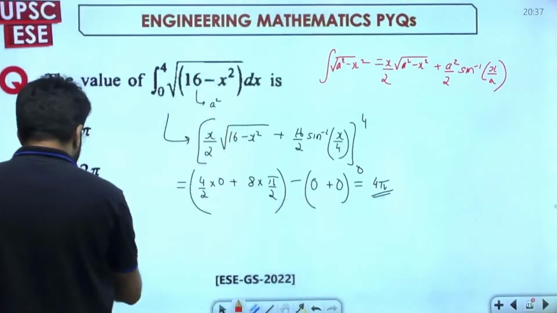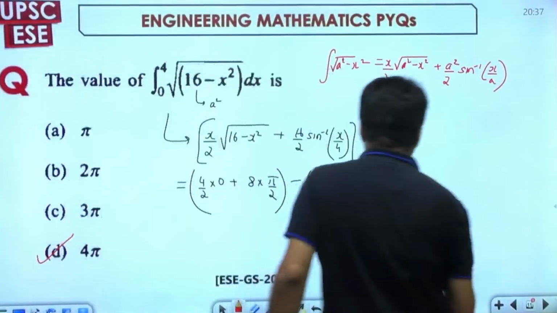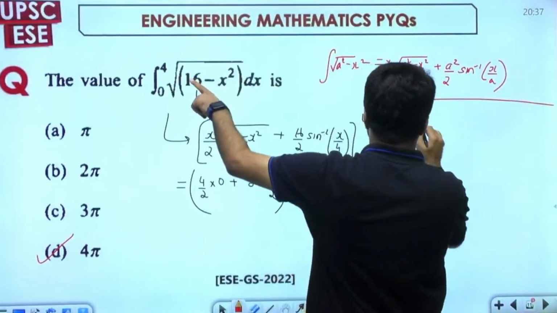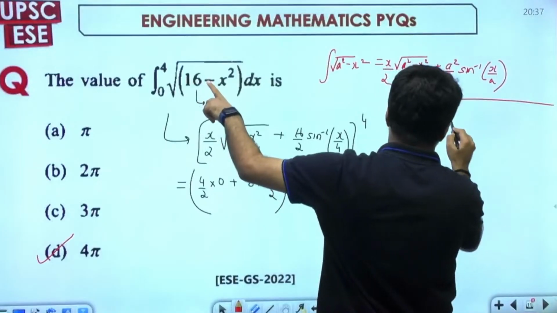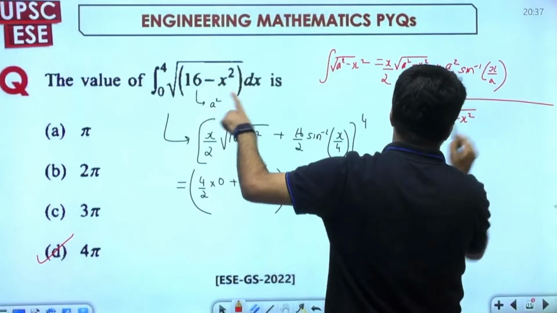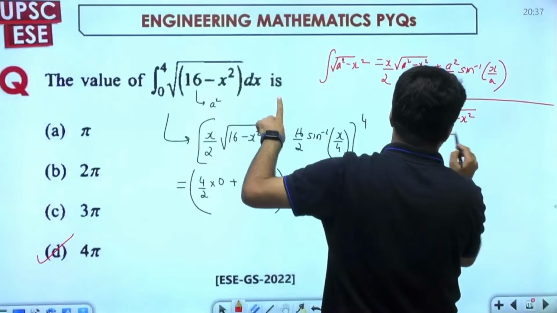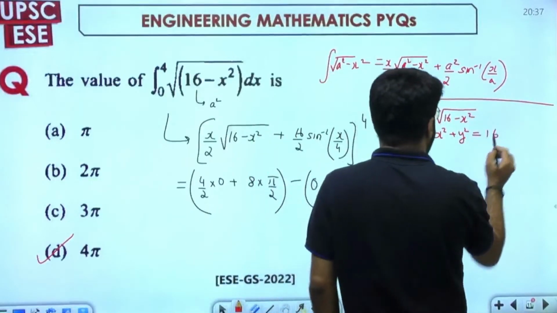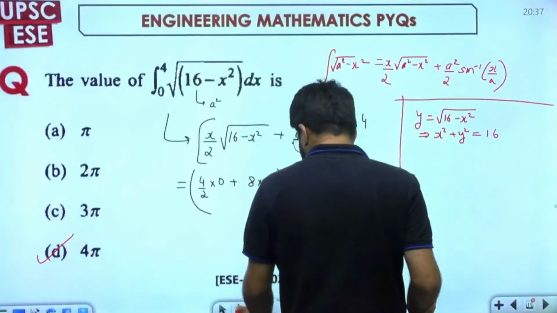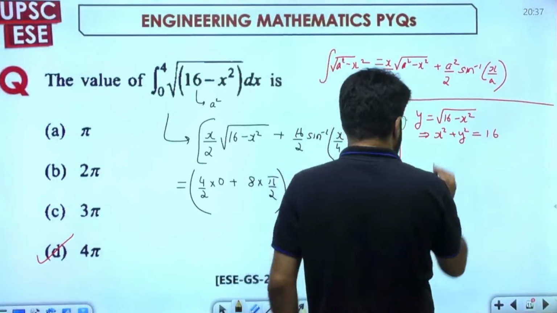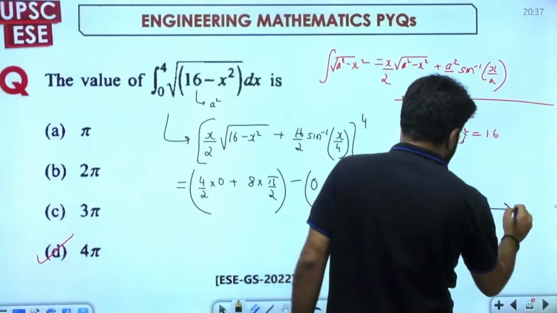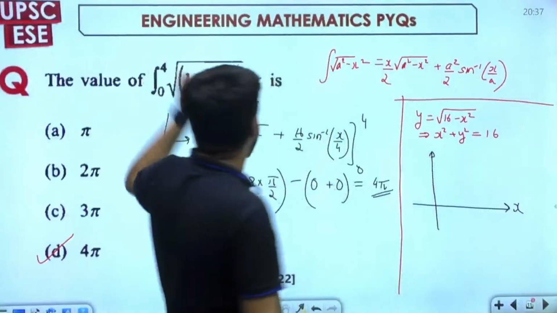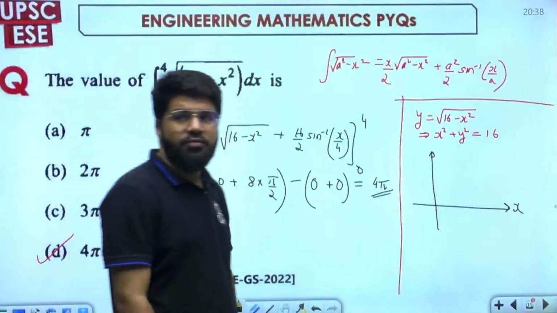One more way of thinking about this question. Let's say you have this function which you are integrating, y equals under root of 16 minus x square. You can write it this way: x square plus y square will be 16. Now, we all know what x square plus y square equal to 16 is. It is a circle, but the range of x is 0 to 4.